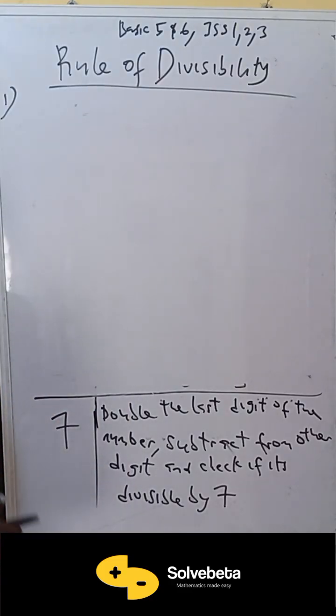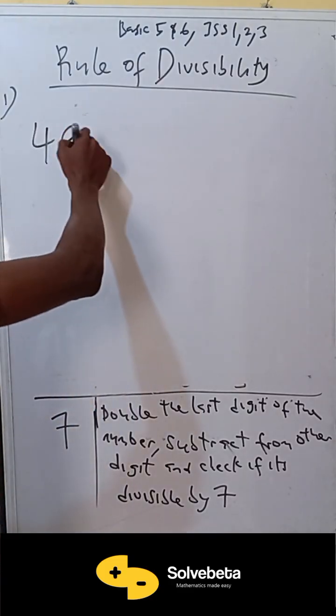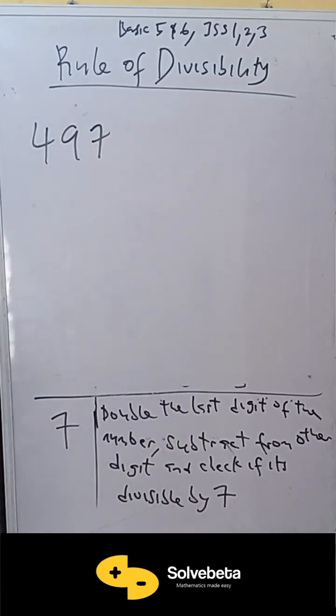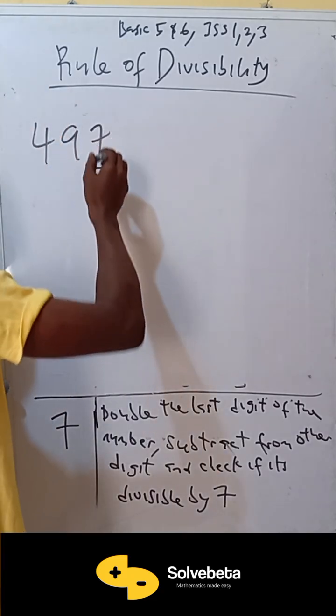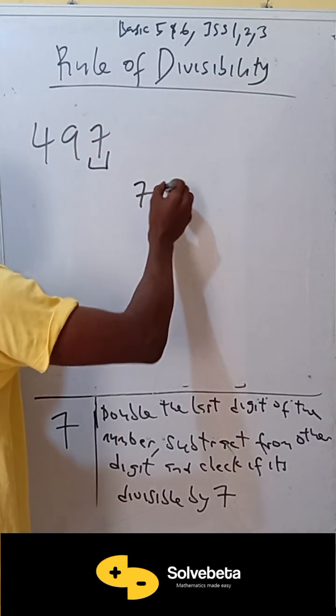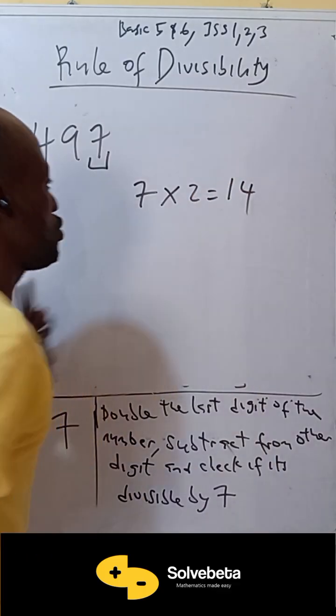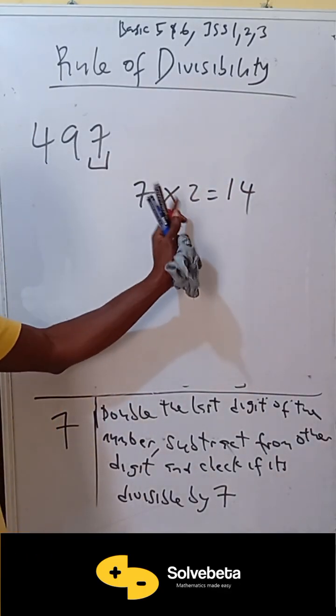Okay, so let's have 497. Let me show you how you can know if the number is divisible by 7. 497. Take the last digit here, 7. Double it, multiply by 2. You have 14. Double the last digit means you multiply by 2.